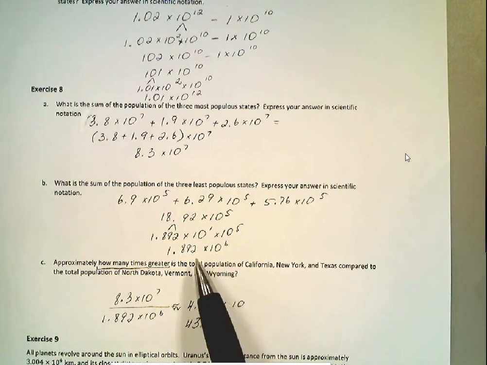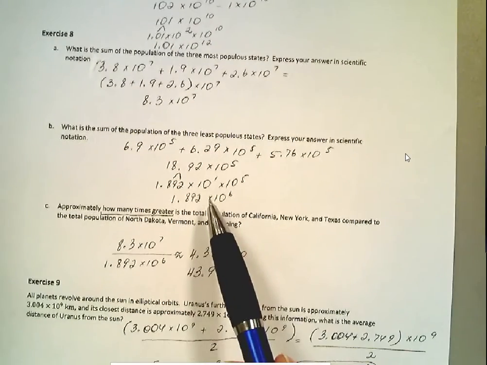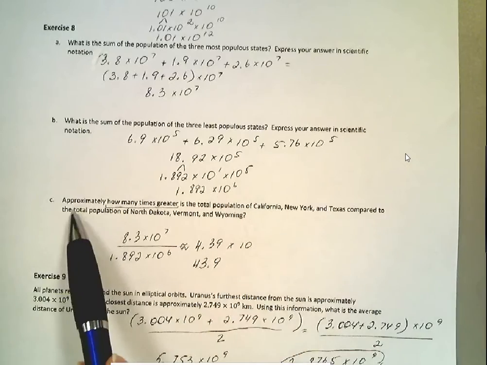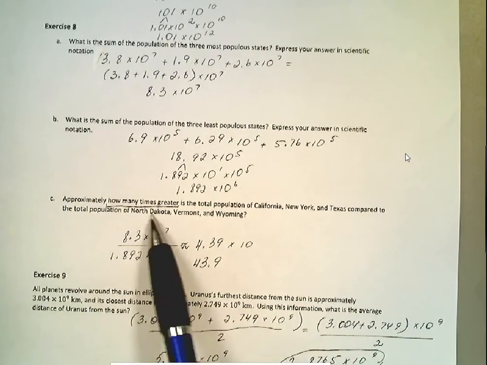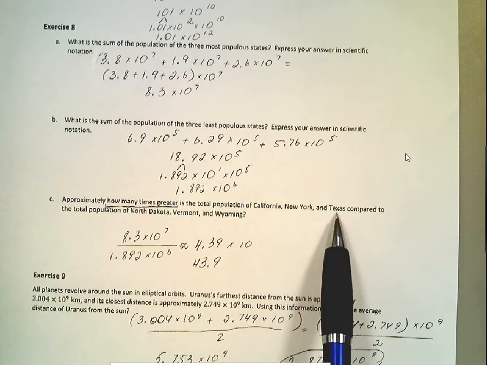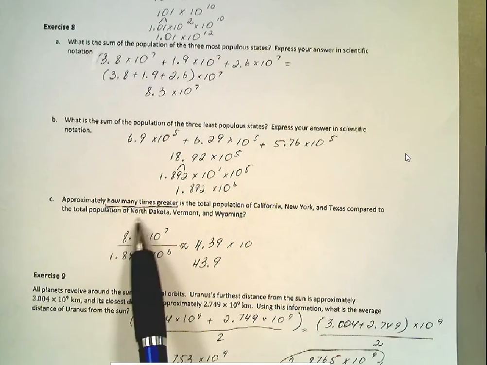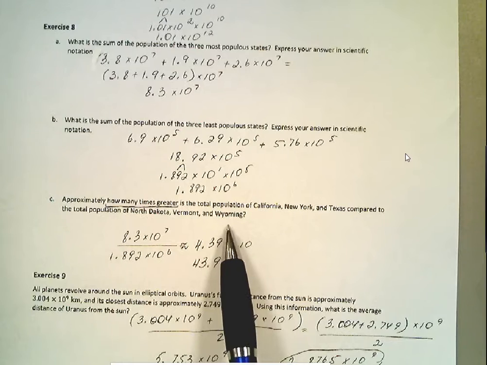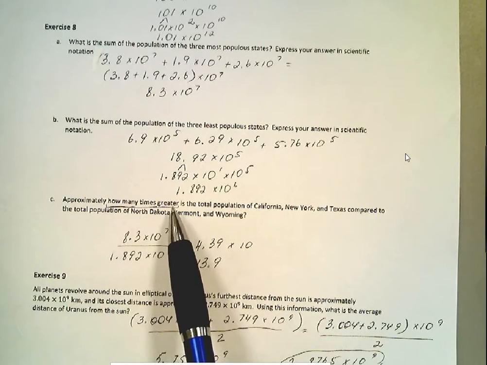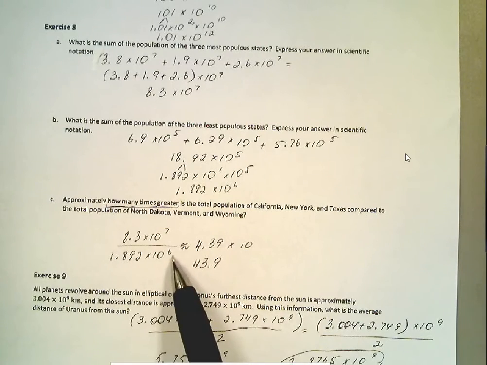Okay, so my part C is a little bit different from the one that we did before. We are asked approximately how many times greater is the total population of California, New York, and Texas compared to the total population of North Dakota, Vermont, and Wyoming. Since they're asking us how many times greater, that means I have to compare using division. And that's how I set up my problem.